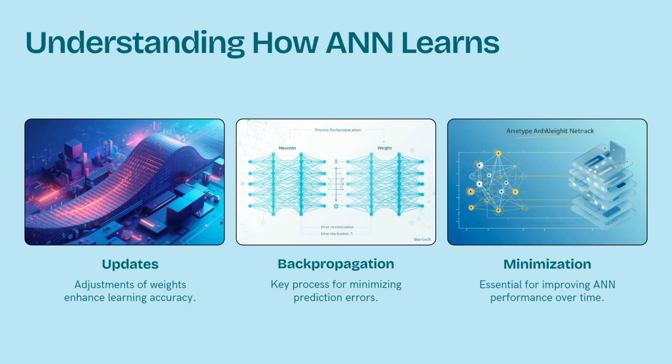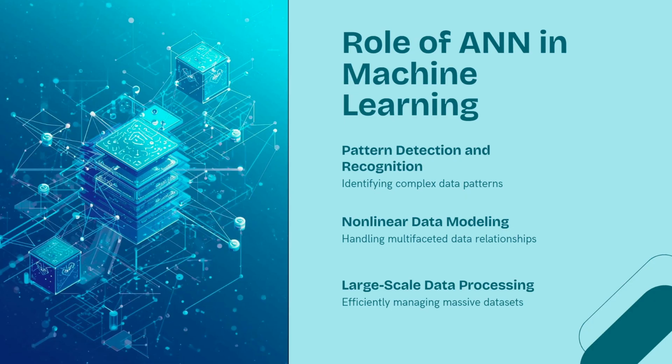This learning process is repeated thousands or even millions of times, and with each repetition the ANN becomes more intelligent. This is how ANN learns, slowly, patiently, by refining connections, just like our brain. Now let's look at why ANN are so important in machine learning.